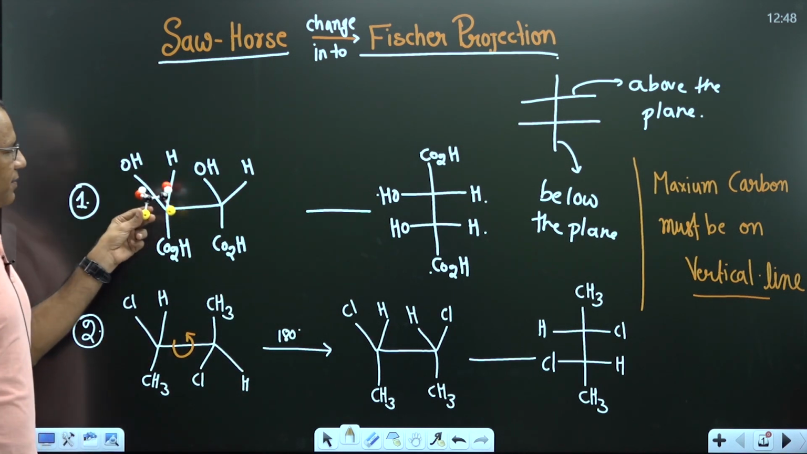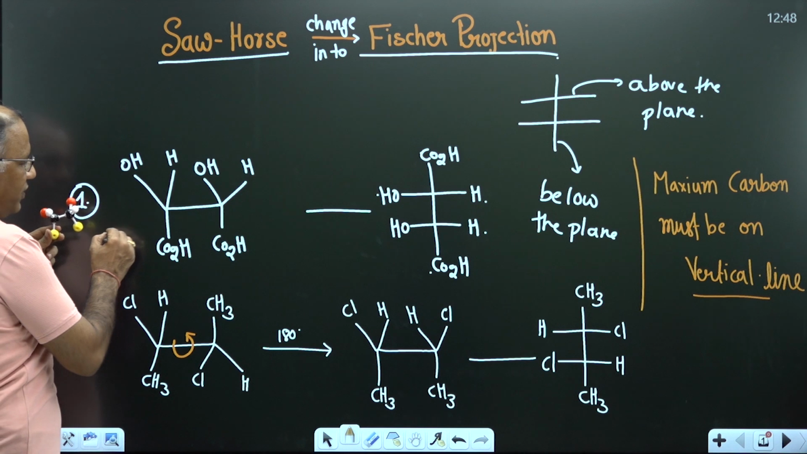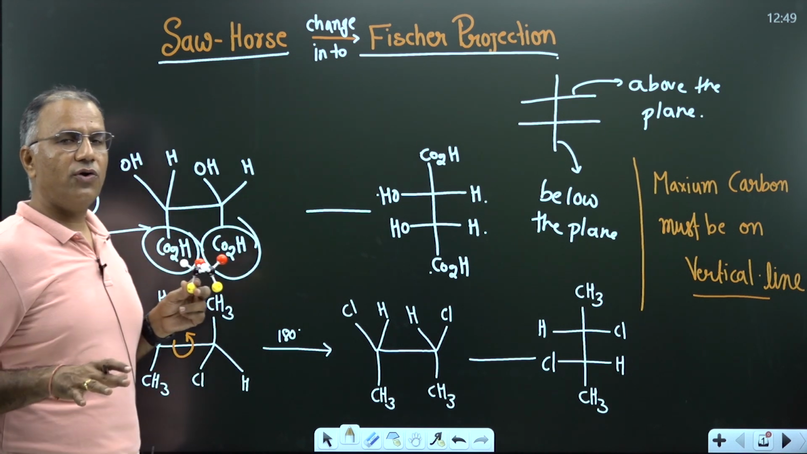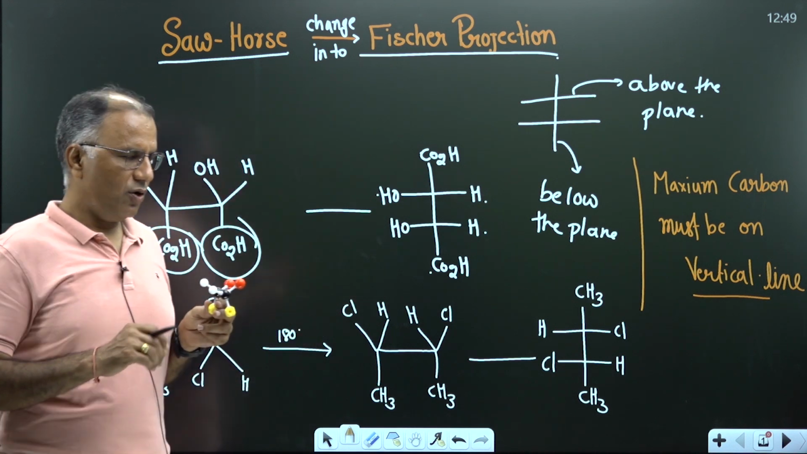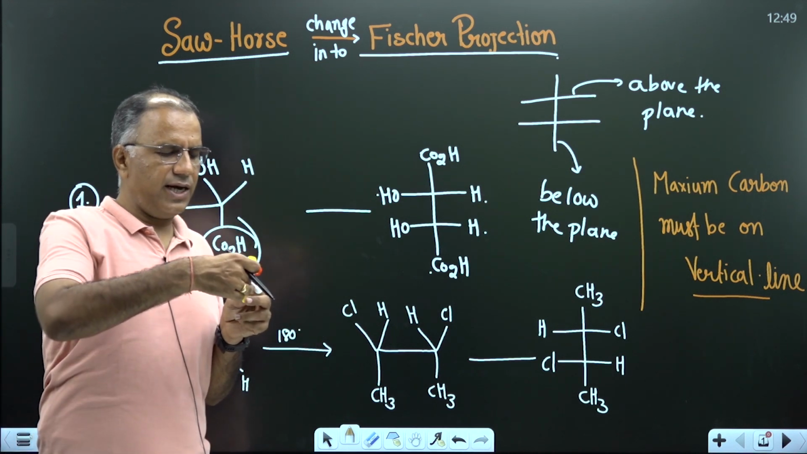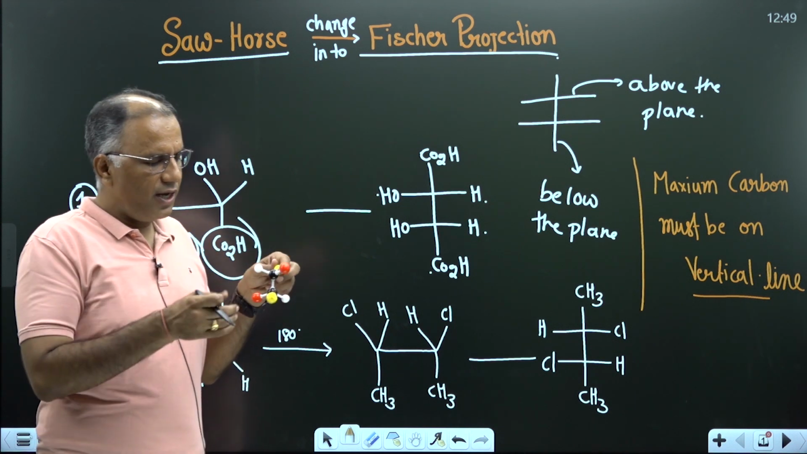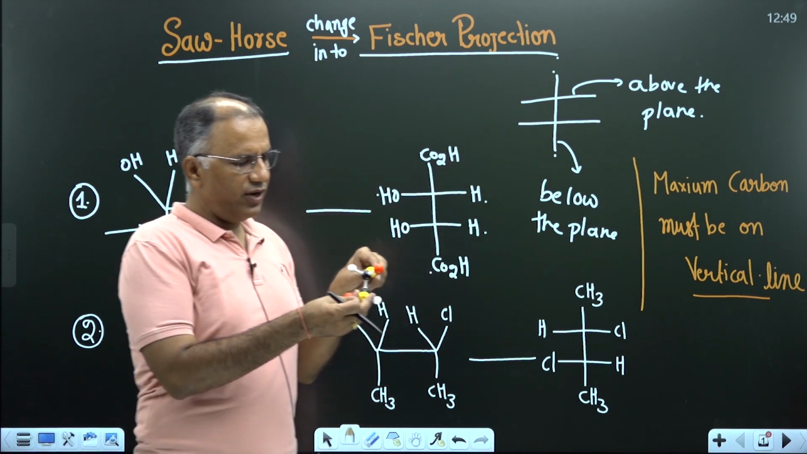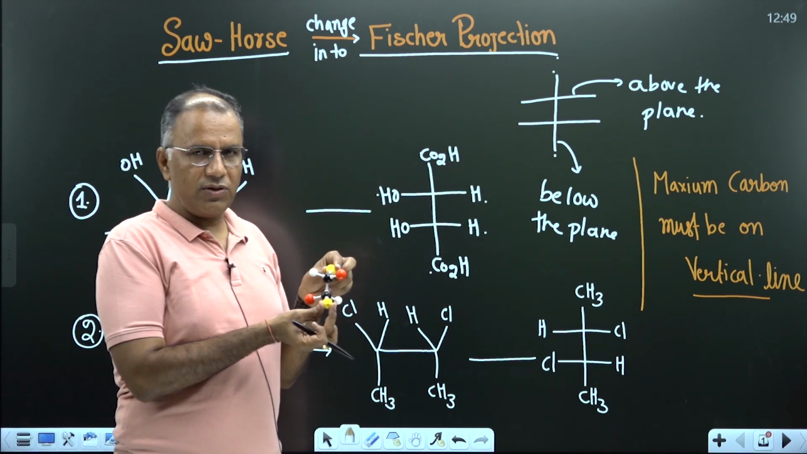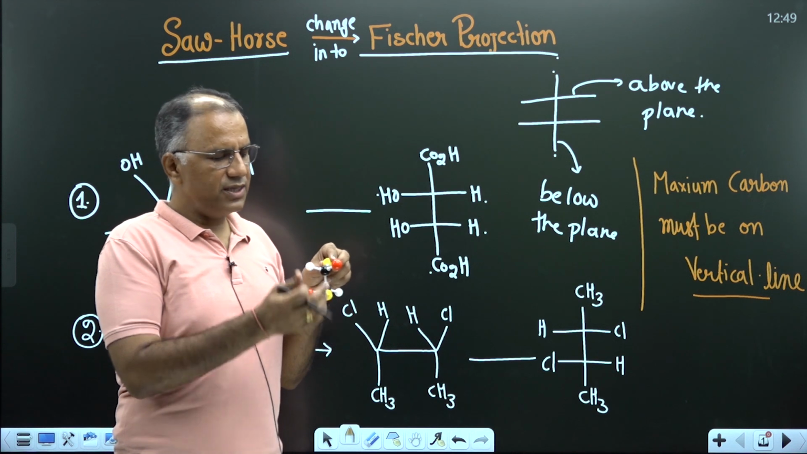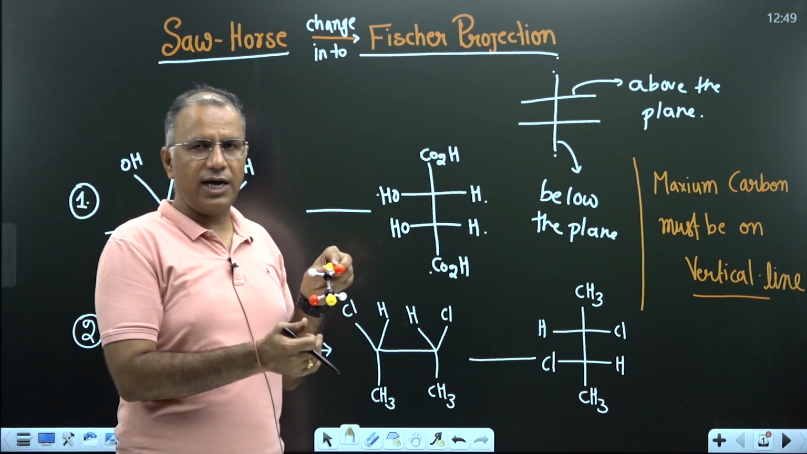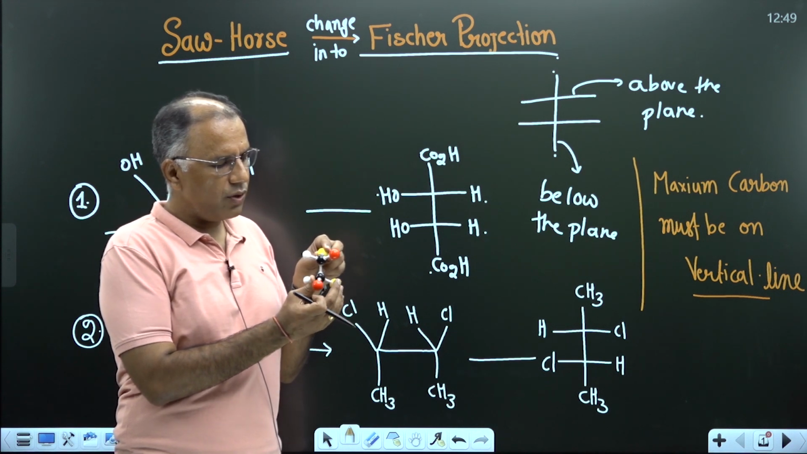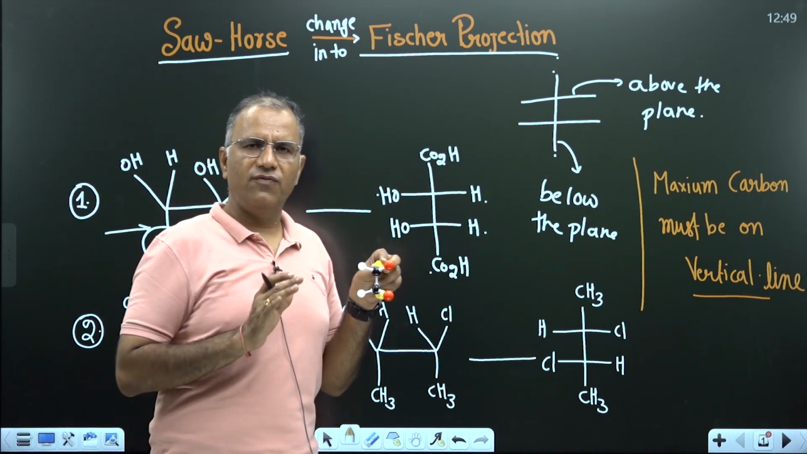Now, this is our eclipsed conformer. If I want to convert into Fischer, what do you have to do? First of all, you have to draw the eclipsed conformer. We cannot draw Fischer projection of a staggered conformer. Now, what happened in staggered? This is our staggered conformer. In staggered conformer, if we draw a vertical line, it represents valencies below the plane. But if we consider the staggered conformer, one valence is above the plane, another is below the plane. This means we cannot draw a vertical line in this staggered conformer. What do we have to do? We have to convert staggered into eclipsed. Then we will draw Fischer projection.